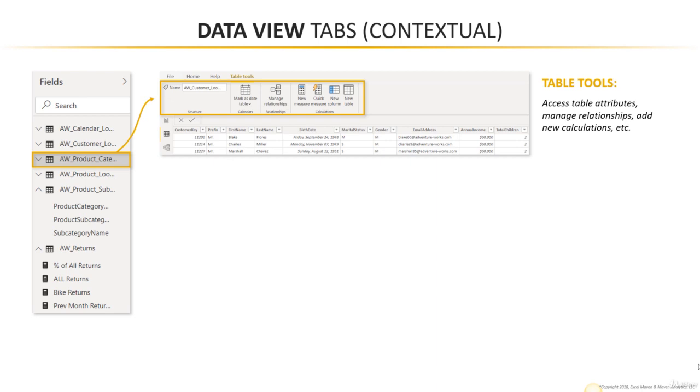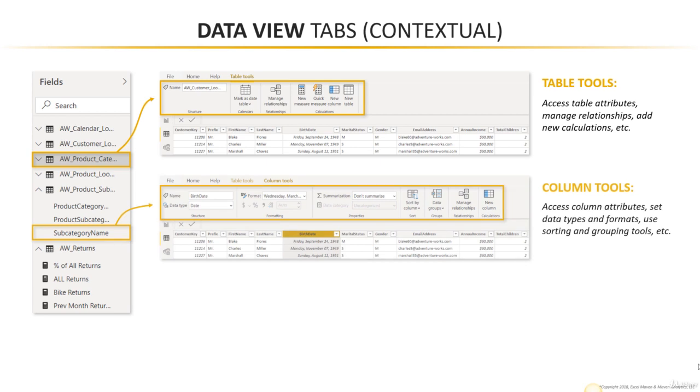And as you might expect, this is where you can access things like table attributes, you can manage your relationships, add calculations and measures, and so on. When you select a column from your field list, you'll see a new menu specifically populated with column tools. You can access your column attributes, set data types and column formats, sorting and grouping tools here as well.